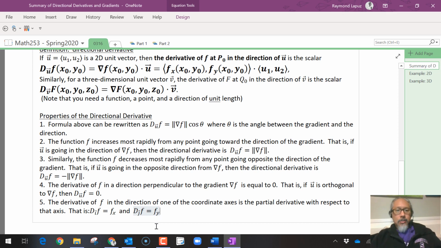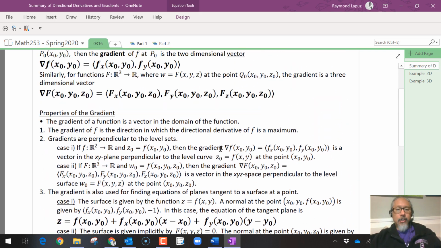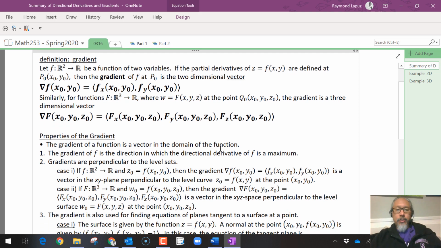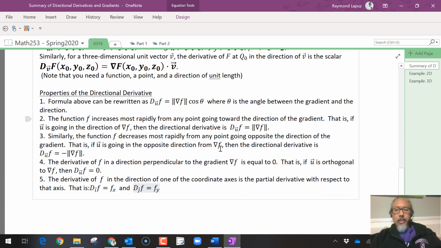Okay, so that is a summary of the gradient and the directional derivative. We fit it in one page. It's dense, it's a lot of information, but let's take a look at it put to use with some examples.